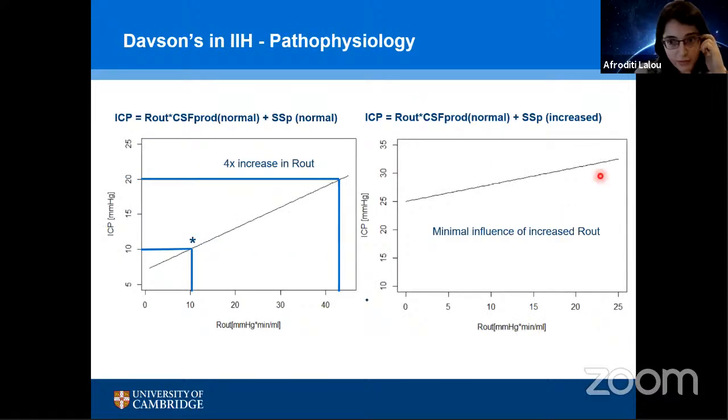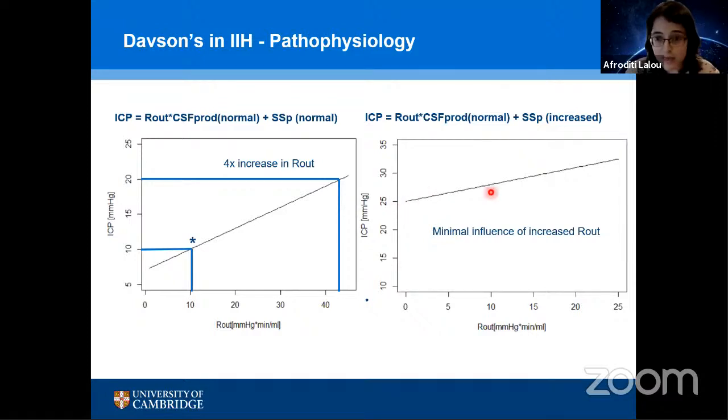In similar ways, again, using these physiological estimates through Davson's equation, we can see that, knowing that the sagittal sinus pressure is increased in IIH, and that it's one of the main pathophysiologies in IIH, if we were to think that it's the resistance to CSF outflow that is raised as a cause rather than a consequence, it would not necessarily account for that significant increase in ICP that we see in IIH patients.